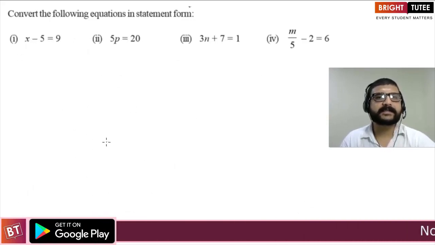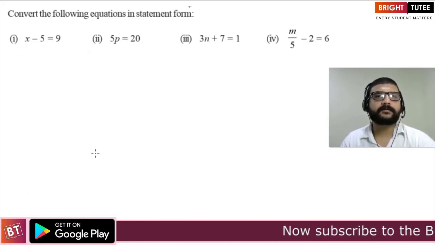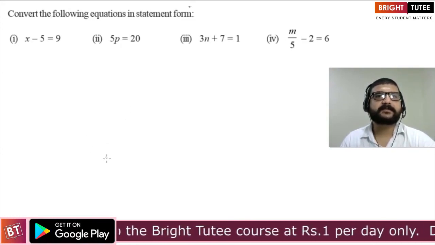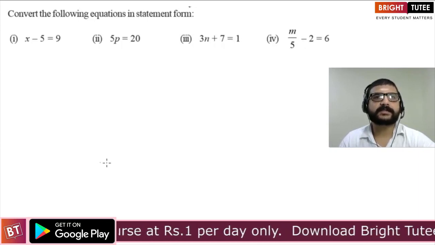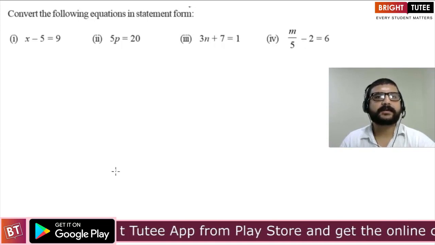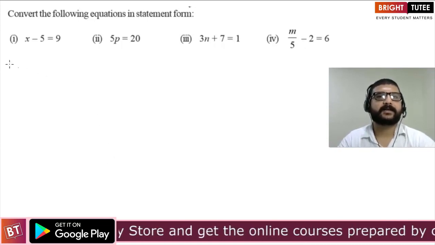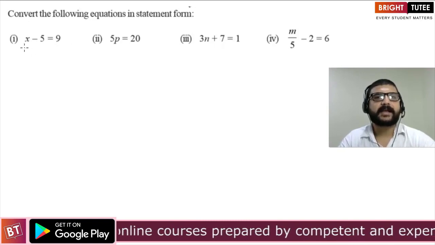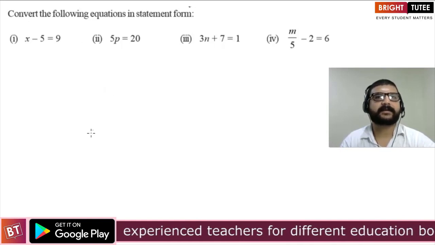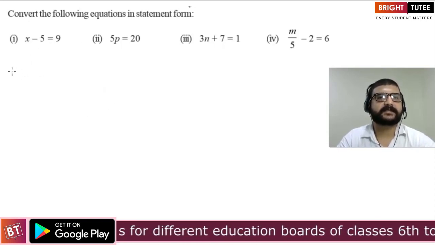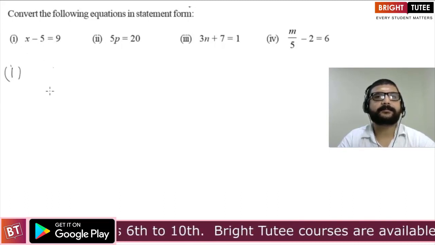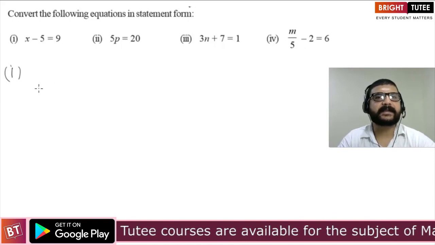In the previous example, we have seen how to convert statements into equations. When the statements were given to us, we formed equations from there. Now can we go the other way around? Yes, it is possible. This time, in this example, equations are already given to us. We have to convert them into statements. Let's consider the first equation. The first equation is x minus 5 is equal to 9. What statement can we use here?